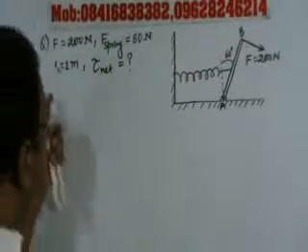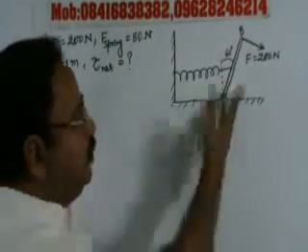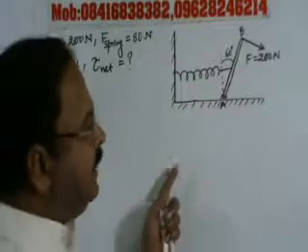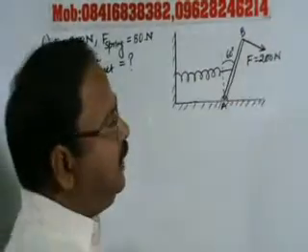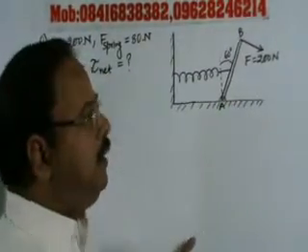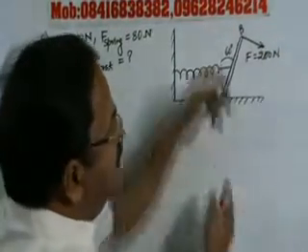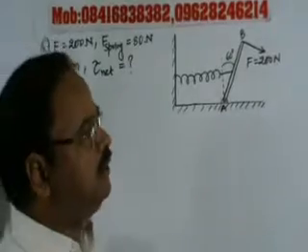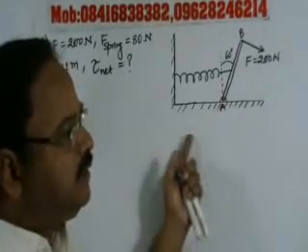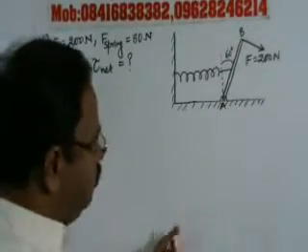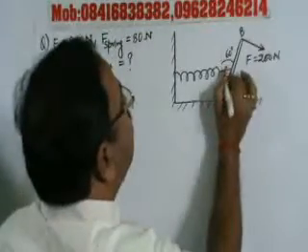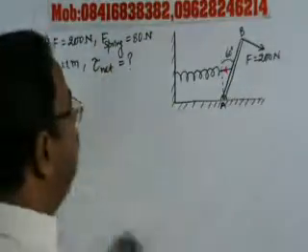Now in this example, at the instant shown in the figure, a man exerts a force of 200 Newton on a pivoted 1 meter long lever. This lever is 1 meter long and here the man is exerting a force of 200 Newton. The spring exerts a force of 80 Newton.